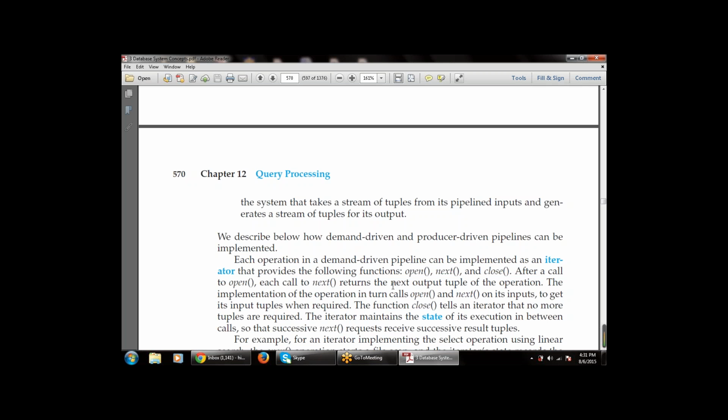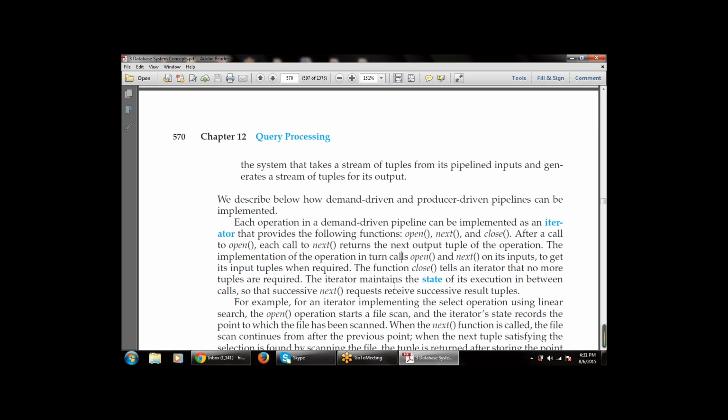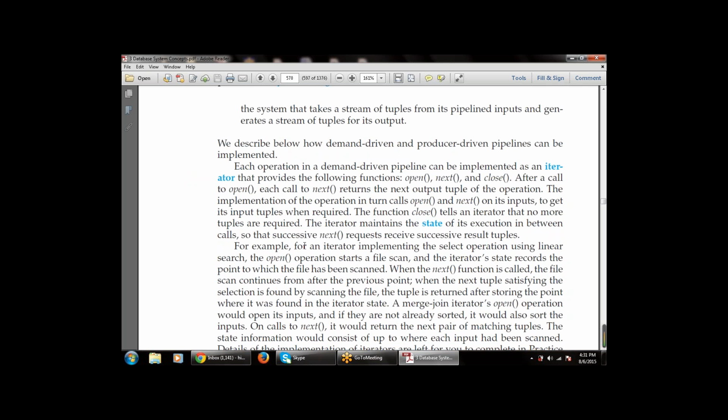After a call to open, each call to next returns the next output tuple of the operation. The implementation of the operation in turn calls the open and next functions, and the state also changes from one part to another. For example, for an iterator implementing the select operation using linear search, the open operation starts a file scan, and the iterator's state records the point to which the file has been scanned.